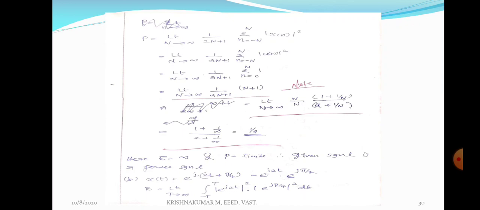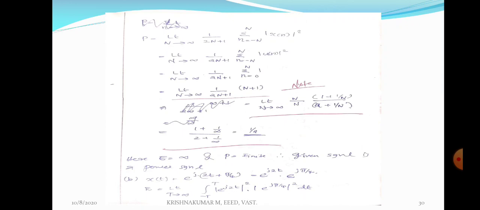Limit n tends to infinity 1/(2n+1) sigma n = 0 to n of 1 is equal to limit n tends to infinity 1/(2n+1) into sigma n = 0 to n of 1. That means from 0 to n, sigma n = 0 to infinity of 1 is equal to infinity, but sigma n = 0 to capital N of 1.